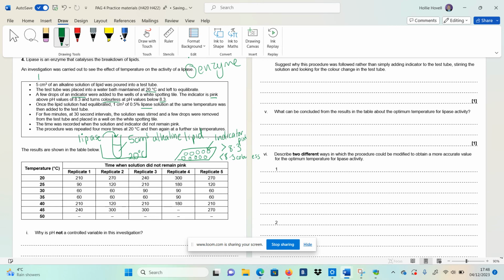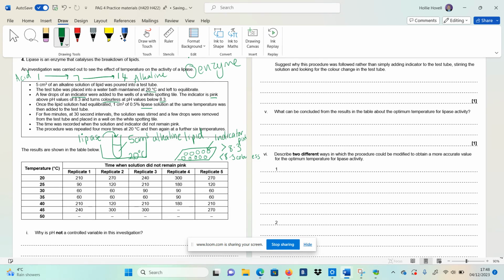We know our pH scale, 1 up to 7 up to 14. So this is our acid end, this is our alkaline end. So it's starting alkaline, and as it gets broken down, it's going to go down, and I guess it's going to go past 8.3. So it's going to start off pink, pink, pink, pink, pink, and suddenly it's going to go colourless. So they're going to time how long does it take until it's not pink anymore, till it goes colourless.